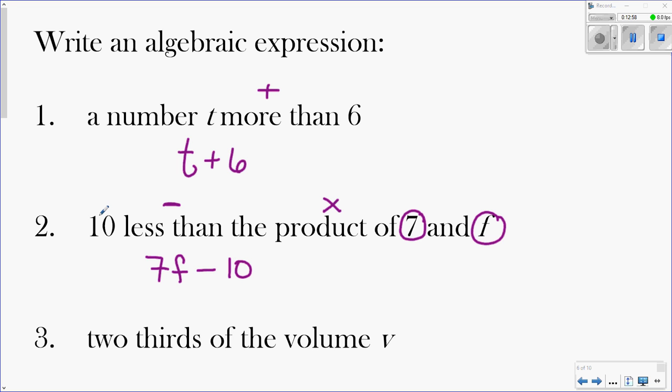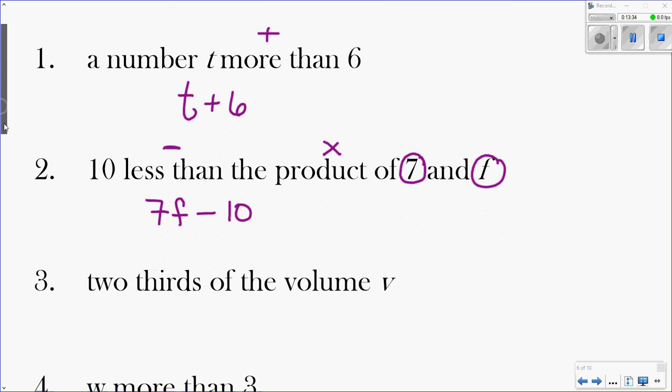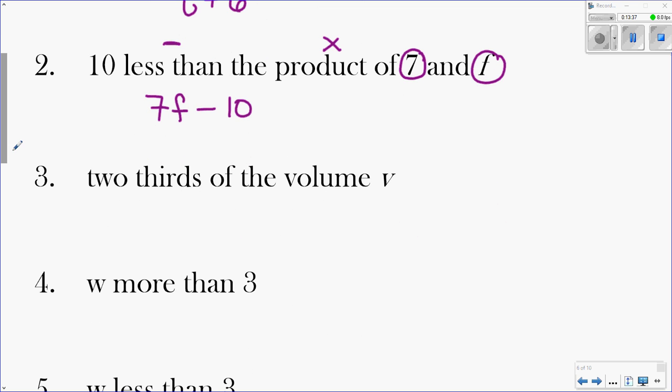Most of you might put 10 minus 7 times f. When you see the words less than, you have to switch your terms because it's saying 10 less than something. That means something that exists and you're taking 10 less of it. So you would have to subtract 10 from whatever was there first. Because if you put 10 minus 7f, it doesn't match what was written, because then you're telling me that 7f is less than 10. So that's one of the ones that most students get tripped up on.